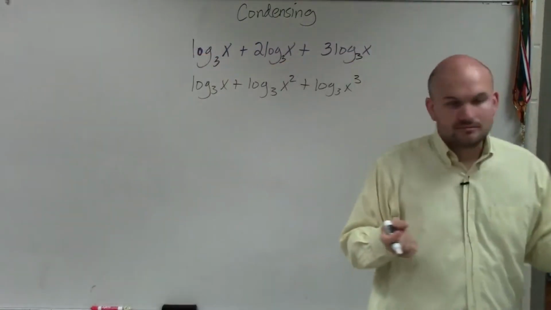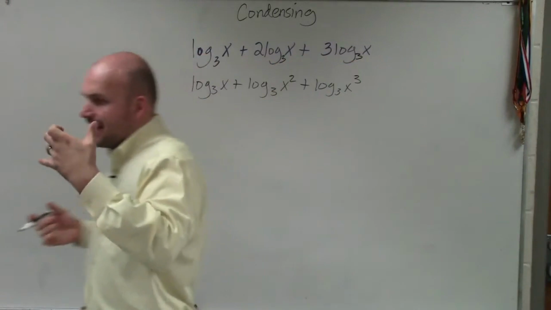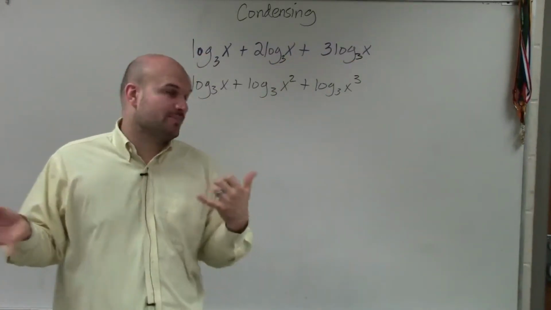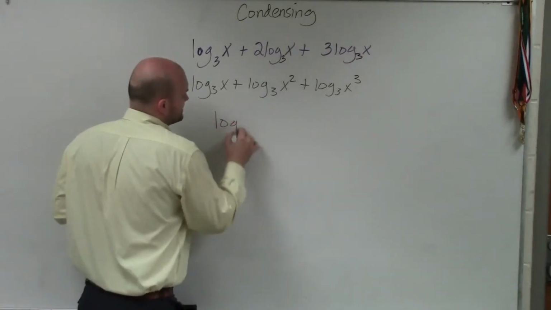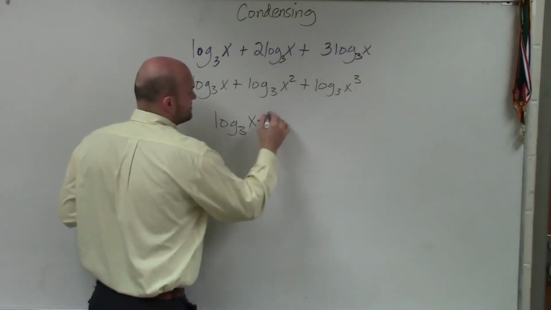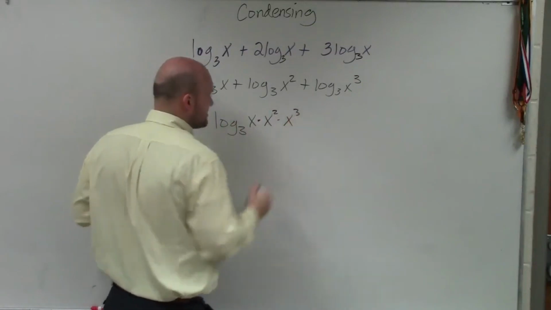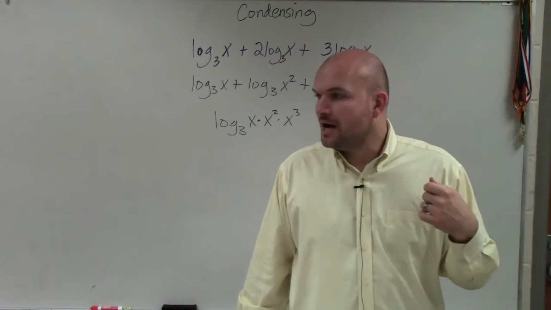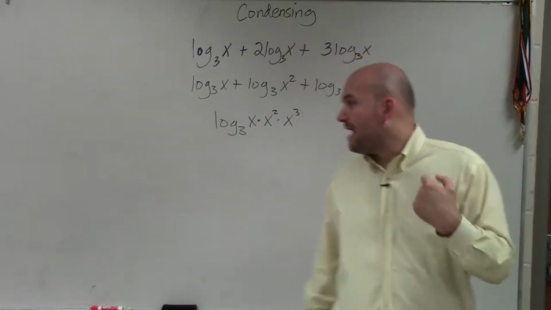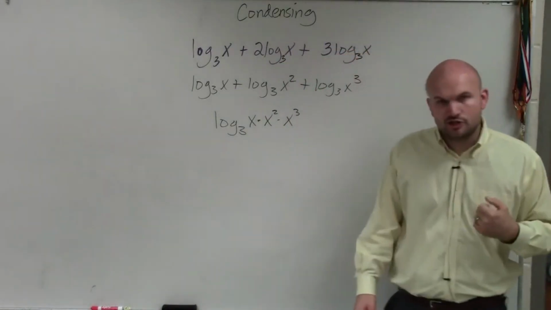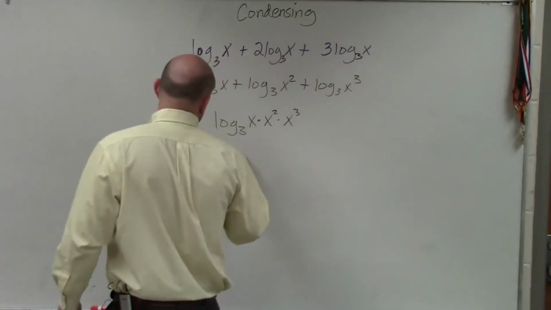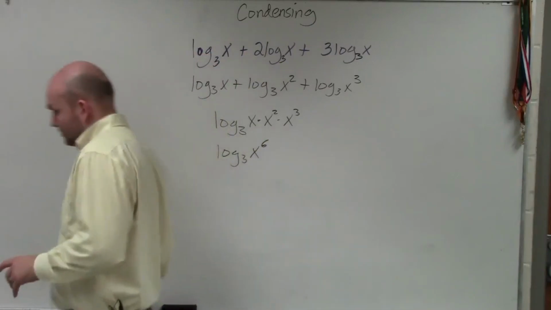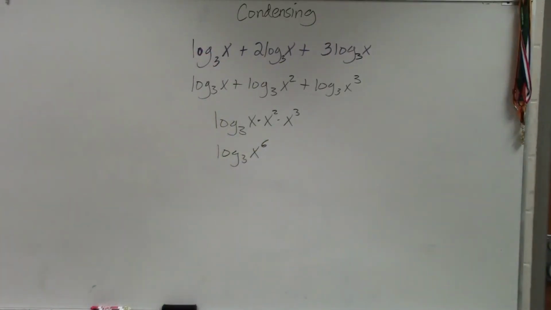Now, I have 3 logarithms. And to rewrite 3 logarithms as one logarithm, I'm going to have to use the product rule. So I'll rewrite this as log base 3 of x times x squared times x cubed. Therefore, then I have to use the product rule of exponents. So x times x squared times x cubed, I add all the powers, which gives me log base 3 of x to the 6th. And that is your final answer.